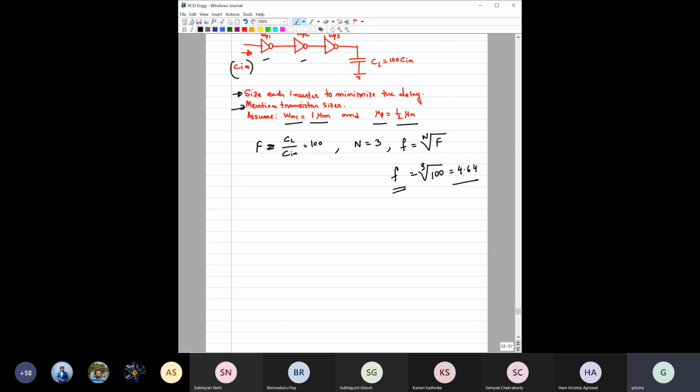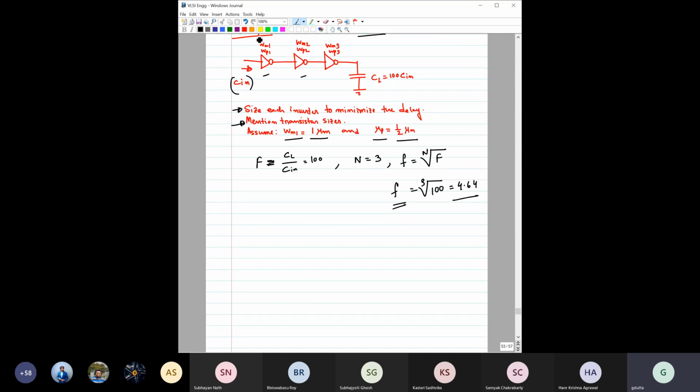Now we have to find the transistor sizes. To find the transistor sizes, what do we have to do for the first one, second one, third one? For the first one, the width is already mentioned as WN1 equal to 1 micrometer, right? And it is also mentioned that mu P equals half of mu N.